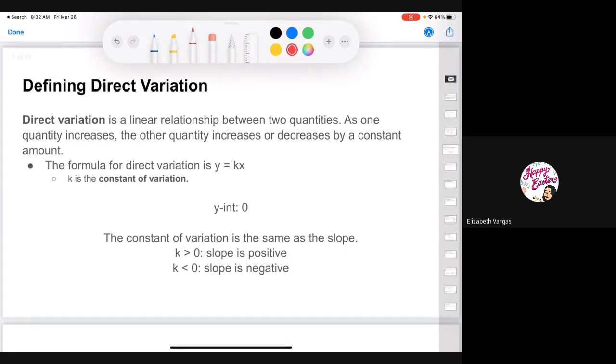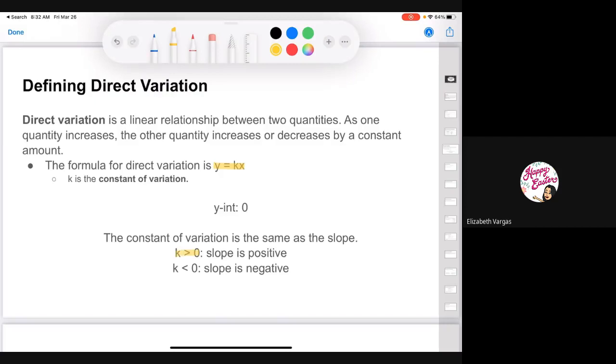So the first thing that we're going to look at is direct variation. Direct variation is pretty simple. It's basically just a linear relationship between two quantities. As one quantity increases, the other quantity will increase or decrease depending on what your constant amount is. The formula for direct variation is y equals k times x, where k is your constant of variation. And the constant of variation is basically the same thing as the slope. It's the constant rate of change.